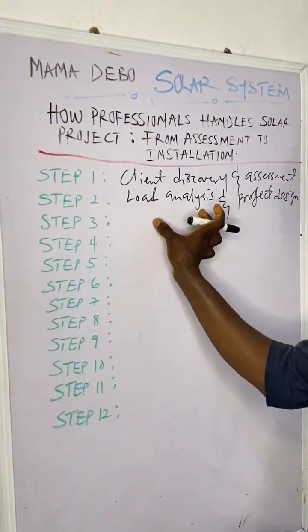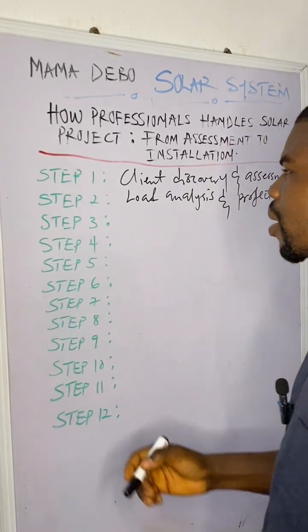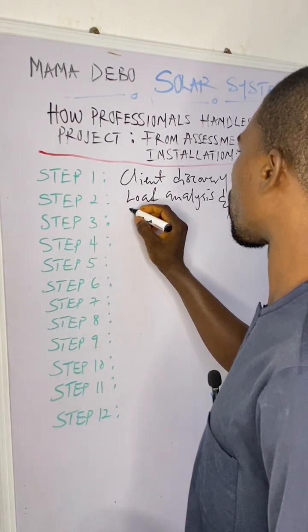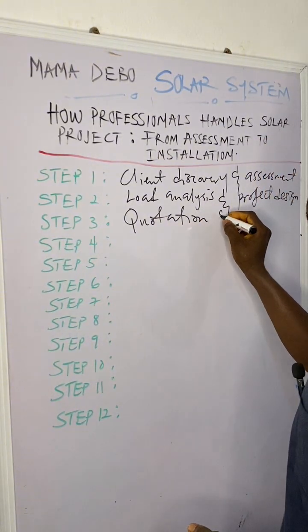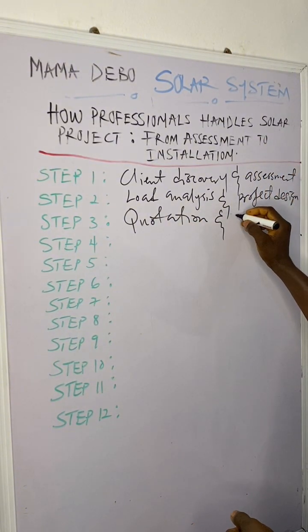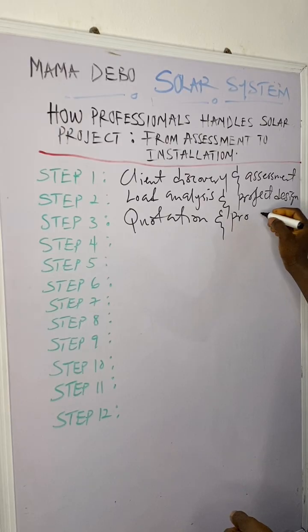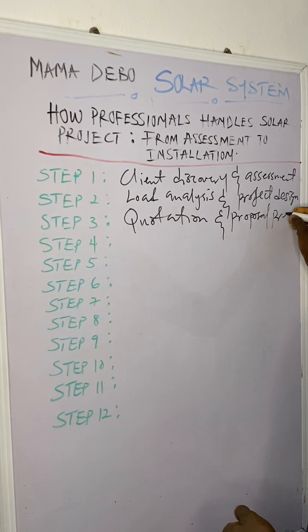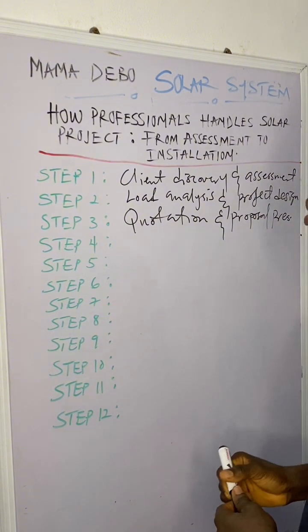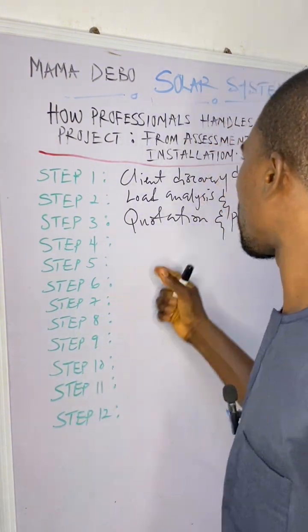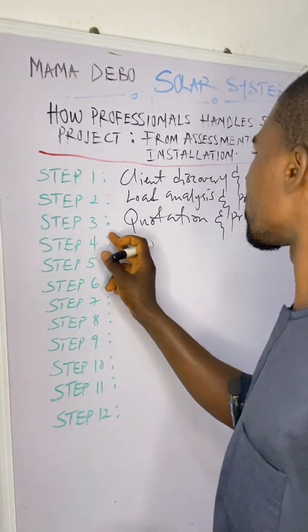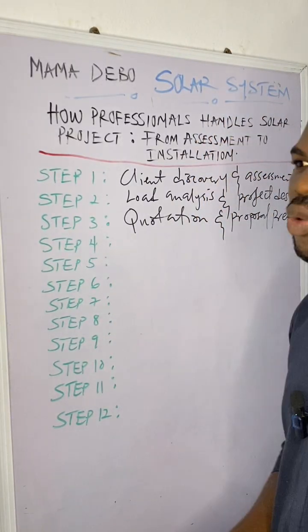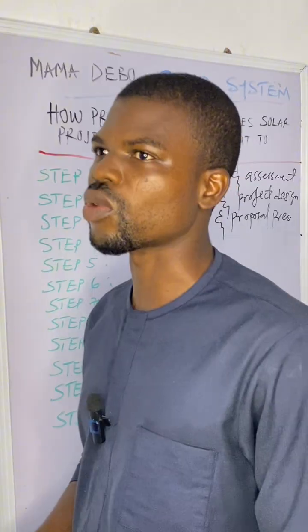After you have done your load analysis and your project design, the next step is quotation and proposal presentation. After you have done your project design and your load analysis, the next step is quotation. You prepare your quotation, and you send it to your client.